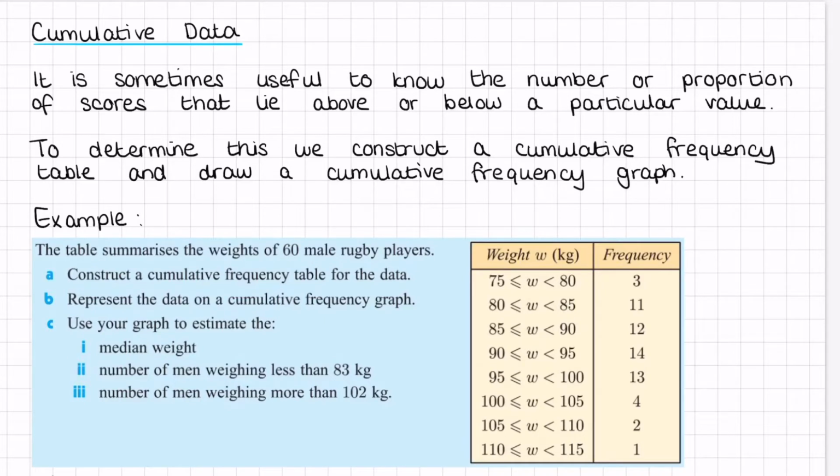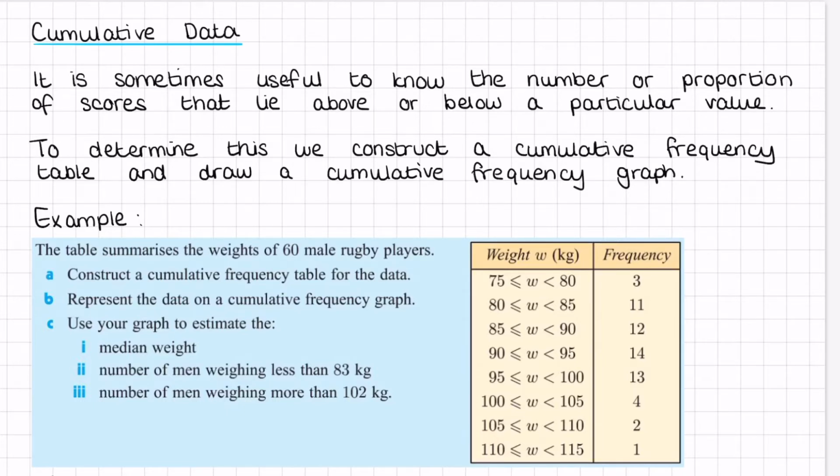Cumulative data. It is sometimes useful to know the number or proportion of scores that lie above or below a particular value. To determine this, we construct a cumulative frequency table and draw a cumulative frequency graph. So in this example, we've got the weights of 60 male rugby players summarised, and we're going to construct a cumulative frequency table, draw the graph, and then use the graph to estimate some values.